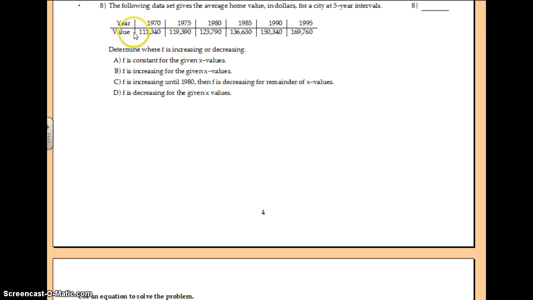C says that f increases just until 1980, and then it starts to decrease. That's not true. And F is decreasing for the given x values. So our answer is B, increasing.